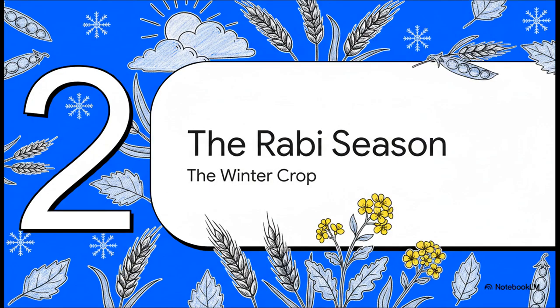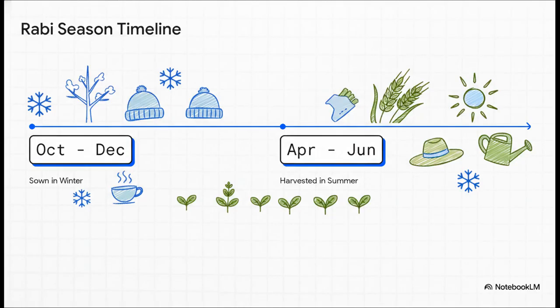Okay, first up, we've got the Rabi season. Now, here's a super simple way to remember it. Just think Rabi, winter crop. These are the plants that are sown just as the temperatures start to cool down. So let's look at the timeline. Rabi crops get planted between October and December, right at the start of winter. They grow all through those cooler months, and then they're harvested in the early summer, usually from April to June. So the key takeaway is they're cool weather crops that actually ripen in the heat.